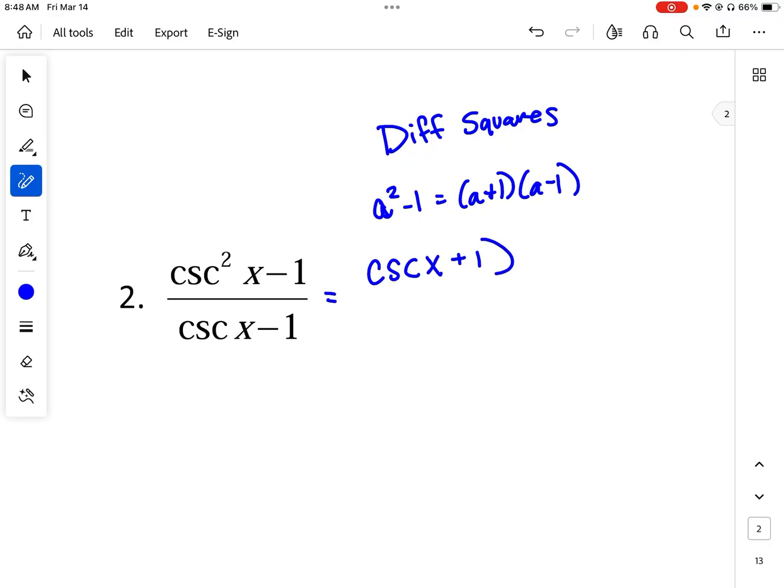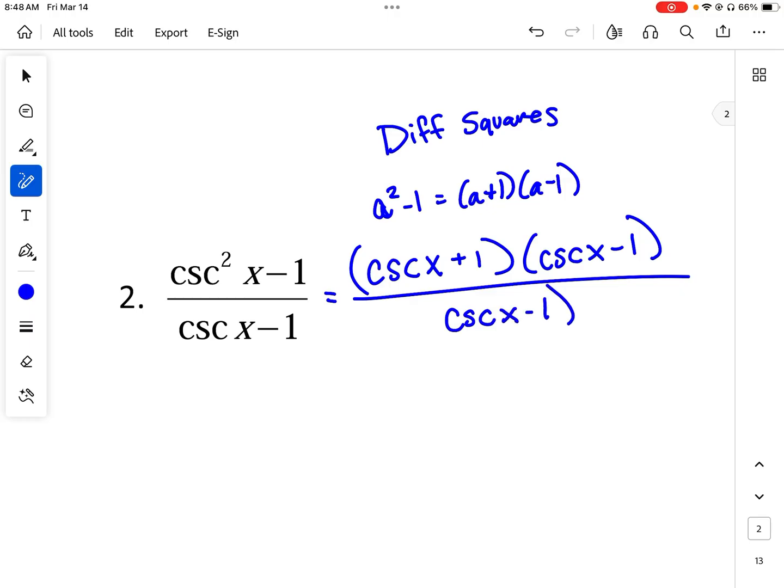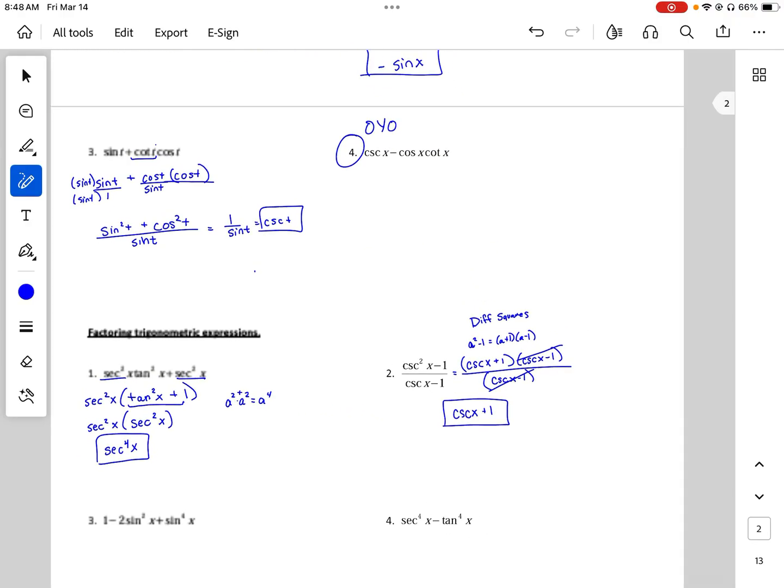So this is going to give me cosecant x plus 1, cosecant x minus 1, and then keep our same denominator. All right, and then we can factor those out, and we get cosecant x plus 1. And there, it's not a squared, so you wouldn't do another trig function there. Because it kind of looks like a Pythagorean identity, but it doesn't have squared. So this is where we would stop.